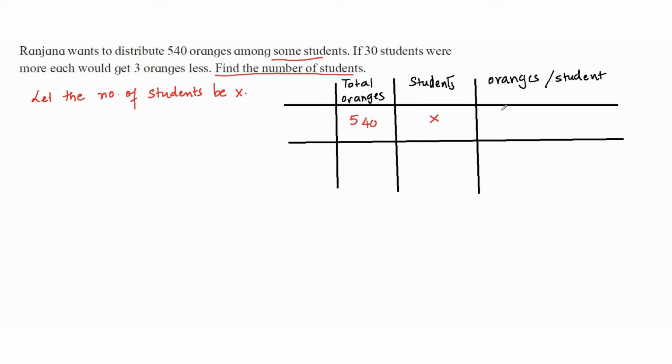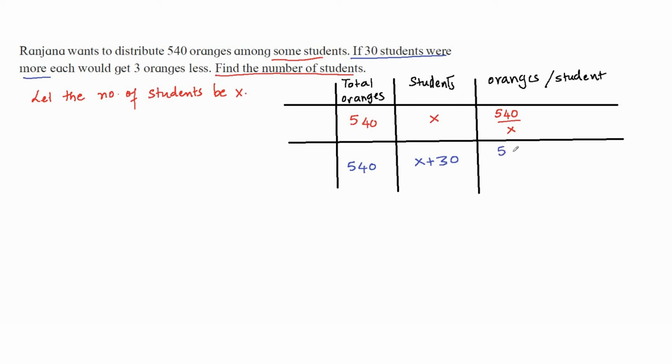Therefore, the oranges that each student is going to receive is going to be 540 divided by x. Now let's see what other condition is given. If 30 students were more, that is, instead of x students, if x plus 30 students were there, again I had to distribute 540 oranges. So 540 oranges are distributed in x plus 30 students.